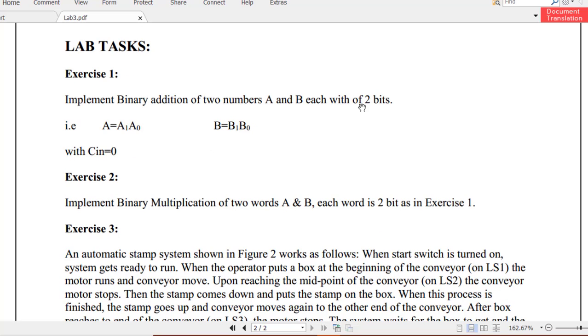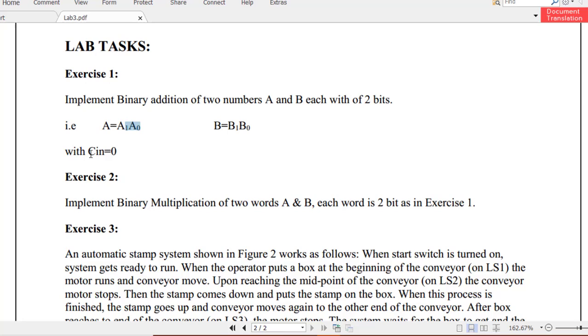So in exercise number 1, it says implement binary addition of two numbers A and B, each with 2 bits. You can see that A is equal to A1 and A0, which represents the 2 bits of A, and B is equal to B1 and B0, which represents the 2 bits of B.